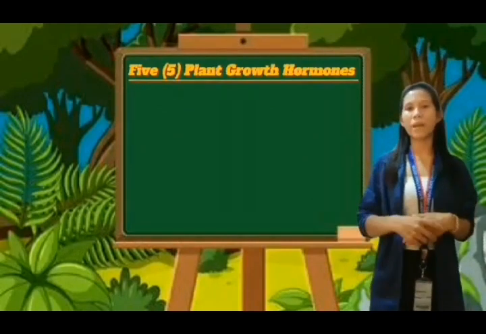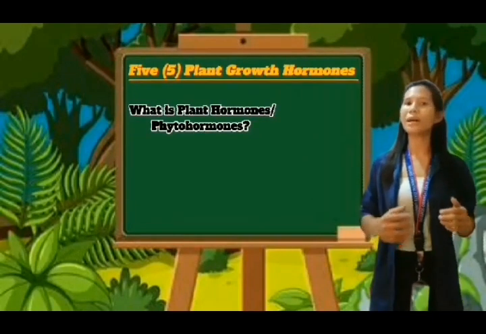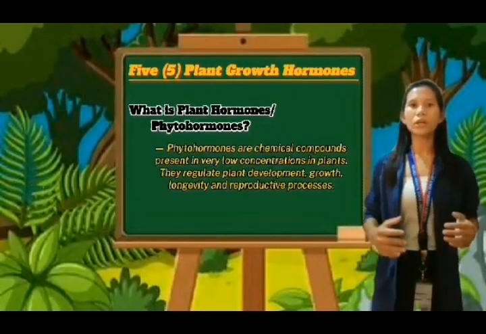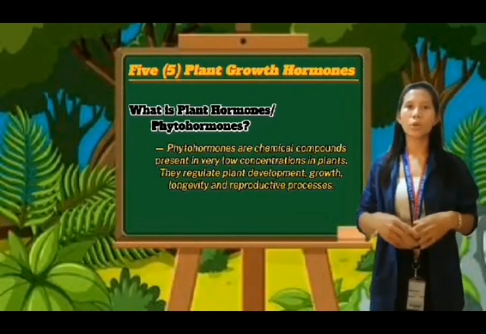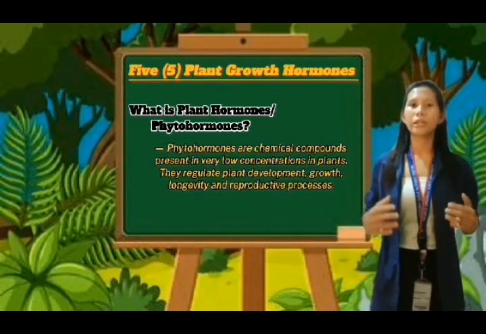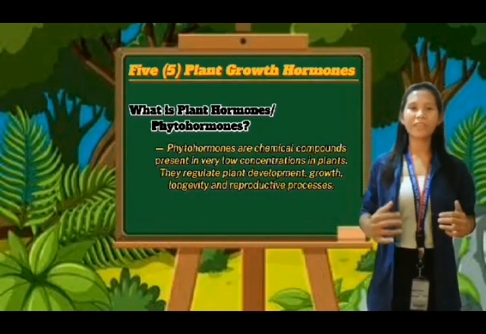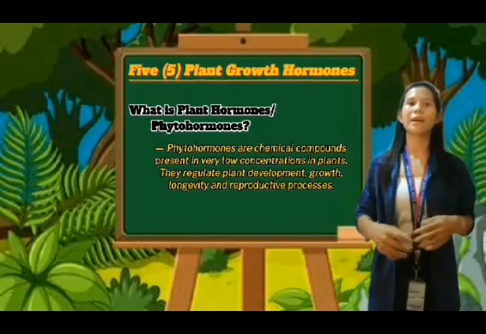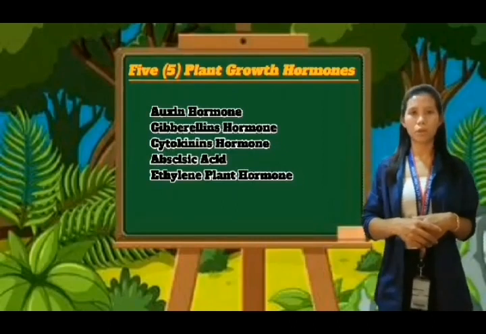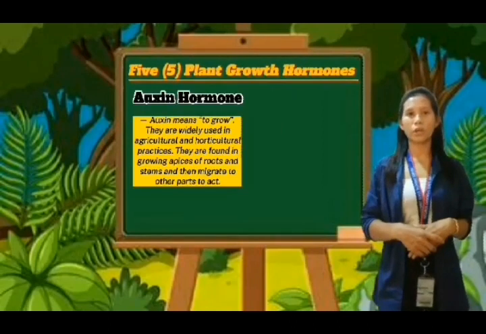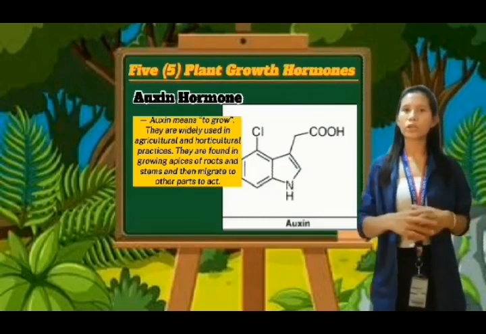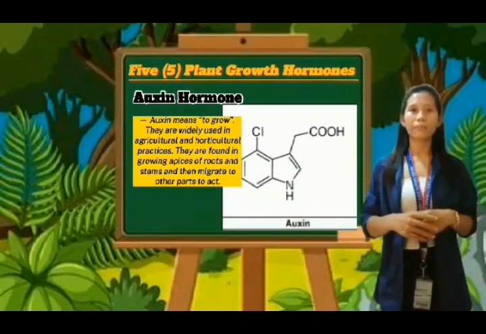Before we proceed to the five plant hormones, let's first learn what plant hormones, or phytohormones, are. Phytohormones are chemical compounds which are present in very low concentrations in plants. They regulate plant development, growth, longevity, and reproductive processes. Now let's move forward to the different plant hormones. First is auxin hormone. Auxin means to grow. They are widely used in agricultural and horticultural practices.